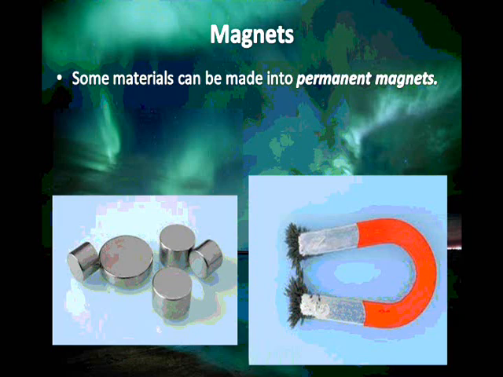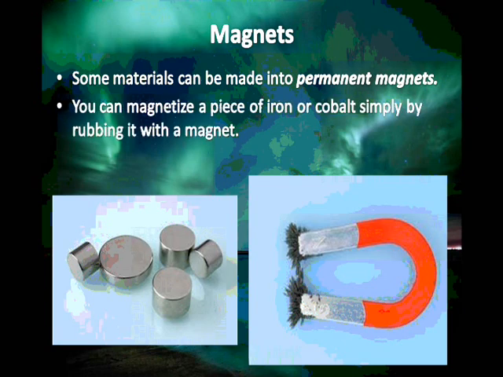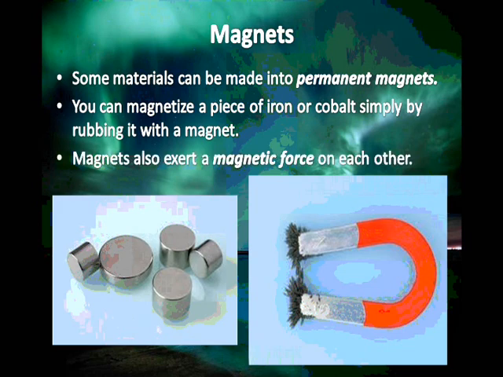Now there are some materials that can actually be made into permanent magnets. For instance, you can take a piece of iron or a piece of cobalt, and you can actually magnetize those metals by simply rubbing it with a magnet, because magnets exert magnetic force on each other. So the magnets also exerted a magnetic force onto the metals, and once they're magnetized, that magnetic force is still exerted on one another.